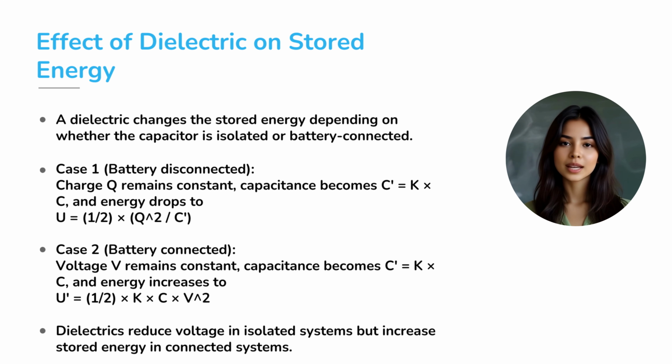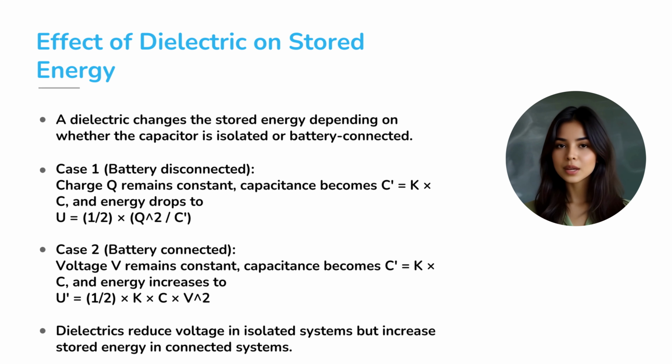Suppose we insert a dielectric of constant K between the plates. What happens to the energy stored? Let's explore two scenarios. Case 1, the capacitor is disconnected from the battery. That means the charge Q stays constant. The new capacitance becomes K multiplied by C, and since energy is U equals 1/2 multiplied by Q squared divided by C, the energy now becomes U equals 1/2 multiplied by Q squared divided by K times C, so energy decreases.